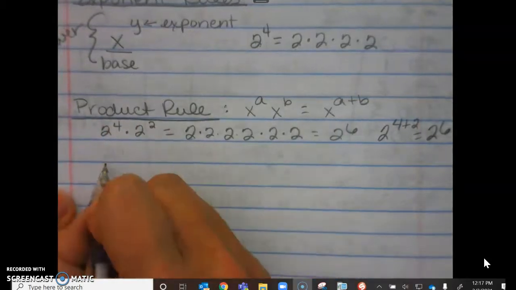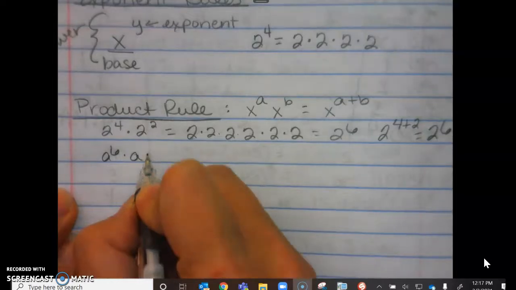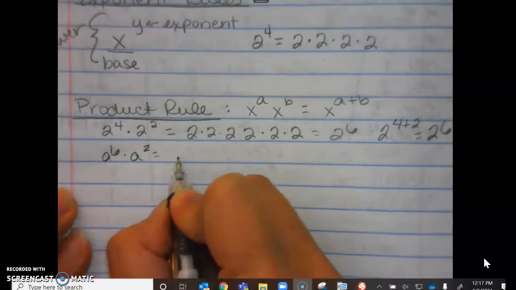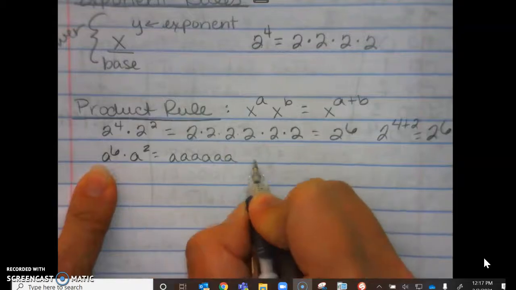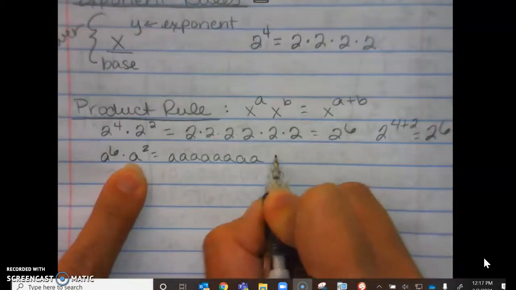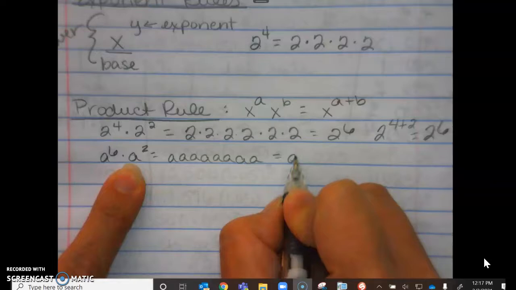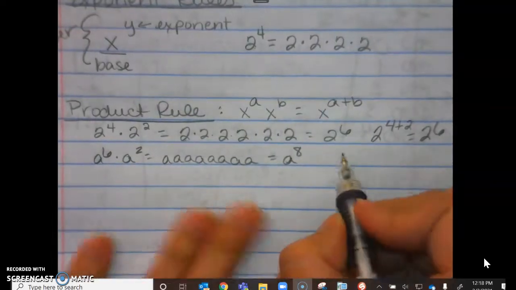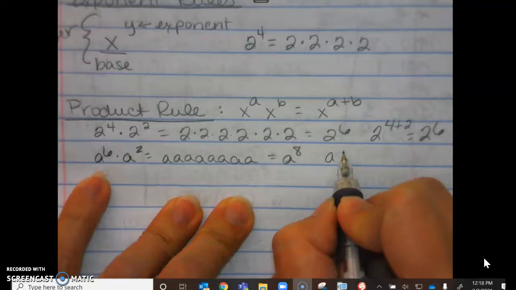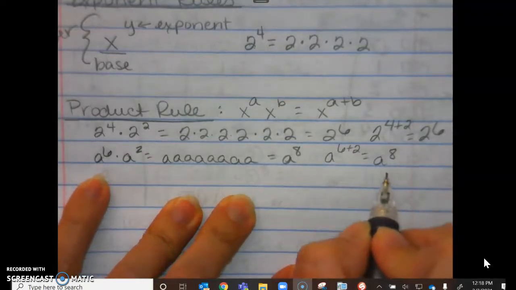We can also do it with variables. We can say a to the 6th power times a to the 2nd power. So a to the 6th times a to the 2nd, I have 1, 2, 3, 4, 5, 6, 7, 8. A multiplied by itself 8 times is a to the 8th power. So if we're using the rule, a to the 6 plus 2 is a to the 8th.